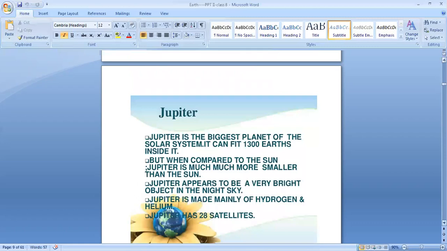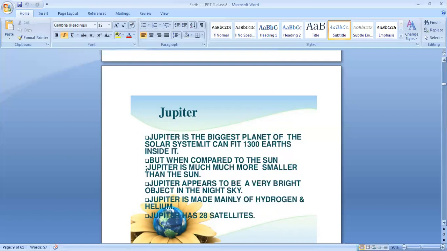The next one is Jupiter. Jupiter is the biggest planet of the solar system. As you know, it is the biggest planet. It can fit 1,300 Earths inside it. If you are taking the size of the Earth, like that, 1,300 Earths we can fit inside Jupiter. That much bigger it is. But when compared to the Sun, Jupiter is much smaller than the Sun. Comparing Jupiter and Sun means Jupiter is smaller than the Sun.